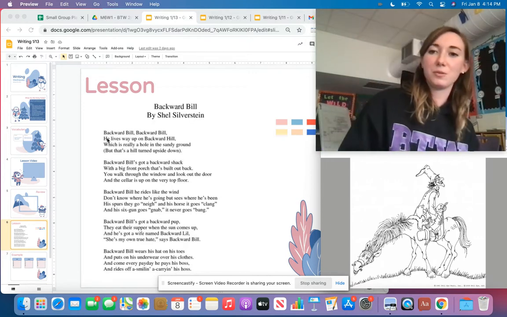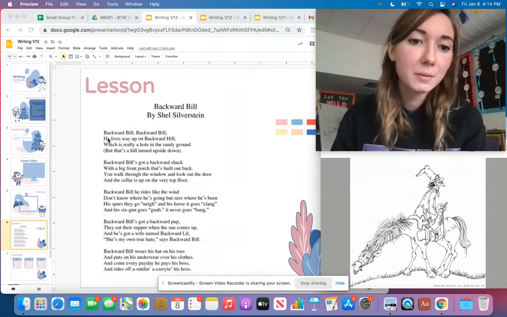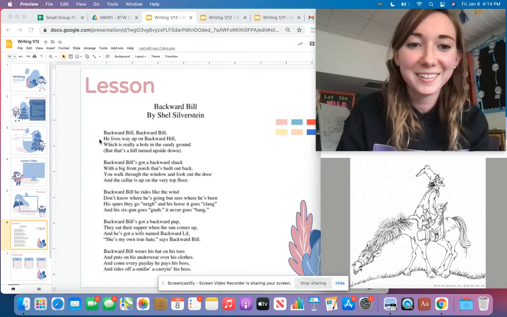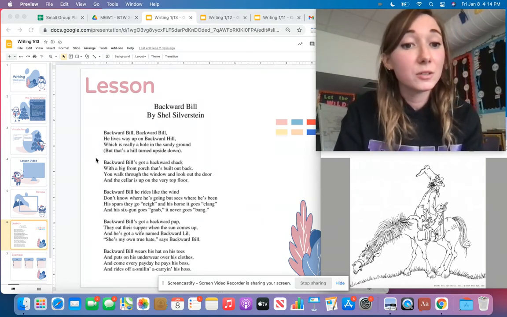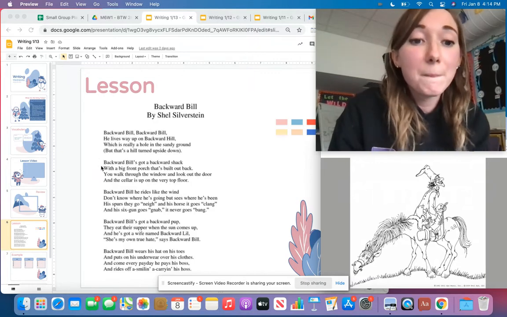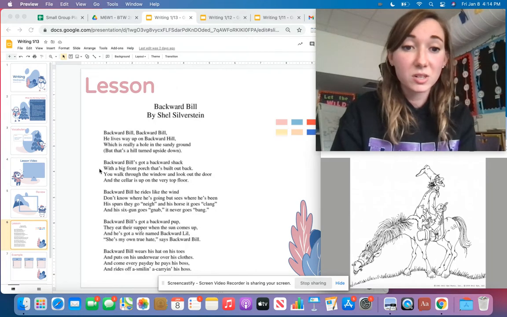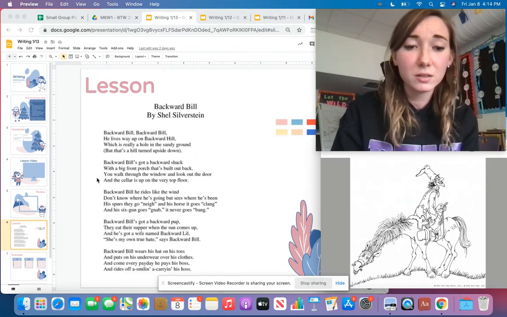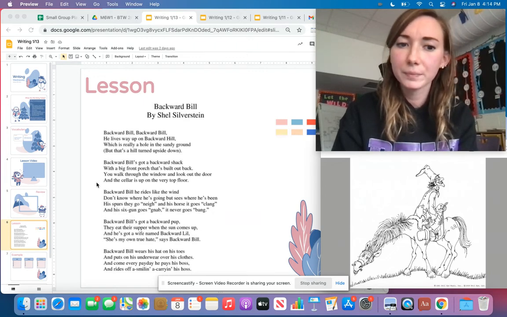As you are listening. So Backward Bill, he lives way up on Backward Hill, which is really a hole in the sandy ground, but that's a hill turned upside down. Backwards Bill's got a backward shack with a big front porch that's built out back. You walk through the window and look out the door, and the cellar is up on the very top floor.